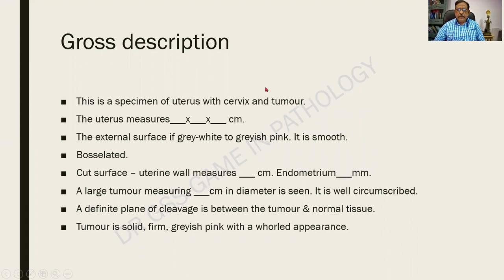This will be a method by which you will describe. I need not read it for you, but mention what specimen it is, what the size of the tumor is, and always mention the external surface, what the color and contour is, and the cut surface, the tumor, how many centimeters it is, and what about the normal endometrium and the myometrium. Whether you are able to see the endometrial cavity and the consistency of the tumor, whether it is solid, firm, etc. This description can alter according to the specimen that is kept in your college. We have a mounted specimen, that is usual.